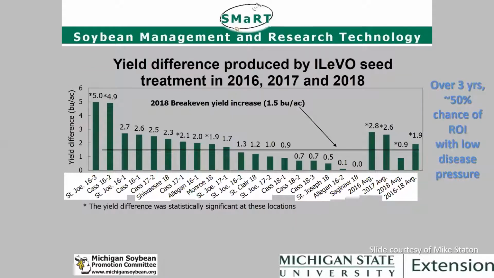If we start looking at another trial where the same trial is replicated over multiple years, 3 years, basically what this is showing is that over those 3 years, these growers had about a 50% chance of getting a return on investment for investing in that Ilevo seed treatment when they only had low disease pressure. So driving that message home again.